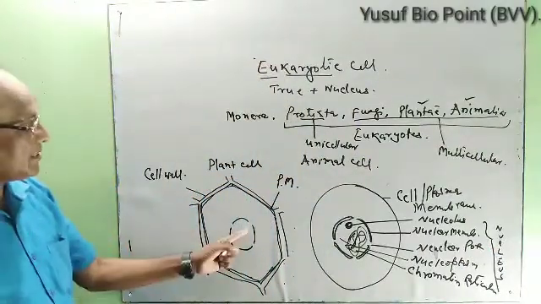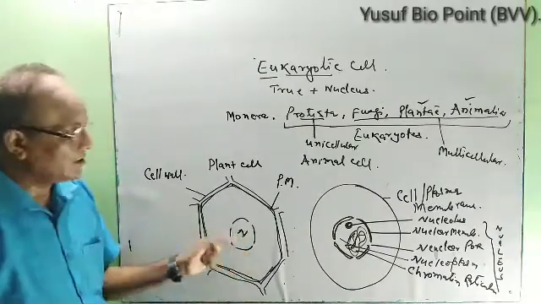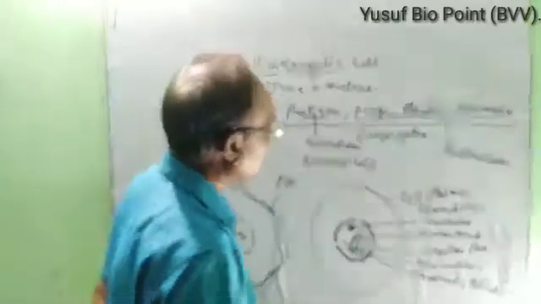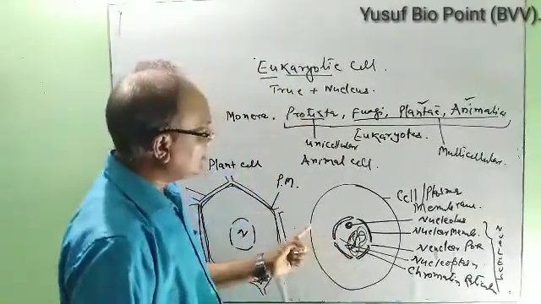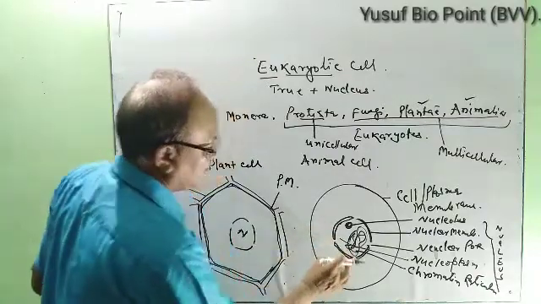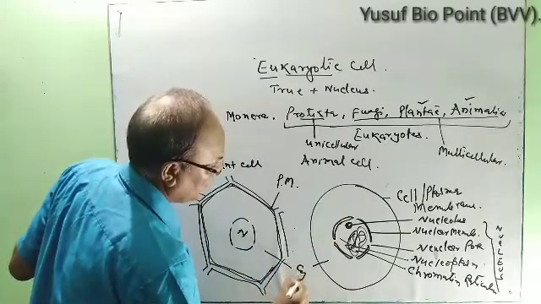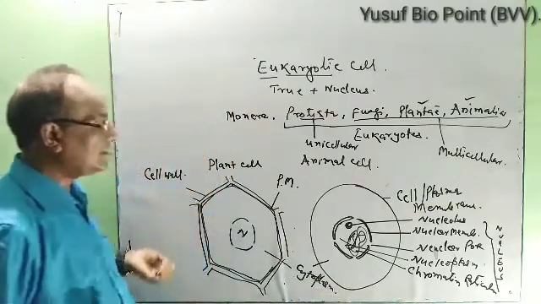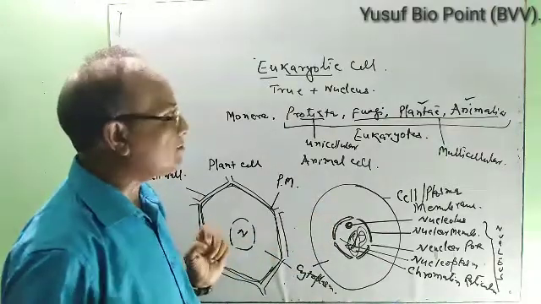And the same thing is found in the other cell also. Nucleus is the same thing found there. Now this is the cell membrane, this is the nucleus. In between, these parts are known as the cytoplasm, and all the organelles are found in the cytoplasm.